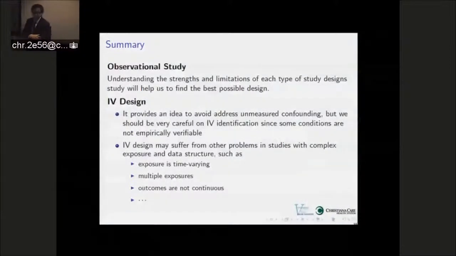Okay, let's stop my talk. So today I talked about observational studies. I just want to summarize in one sentence: understanding the strengths and the limitations of each type of study design will help us find the best possible design. It's very important. Also for the IV design, it provides an idea to address unmeasured confounding, but we should be very careful on IV identification since some of the conditions are not empirically identifiable.